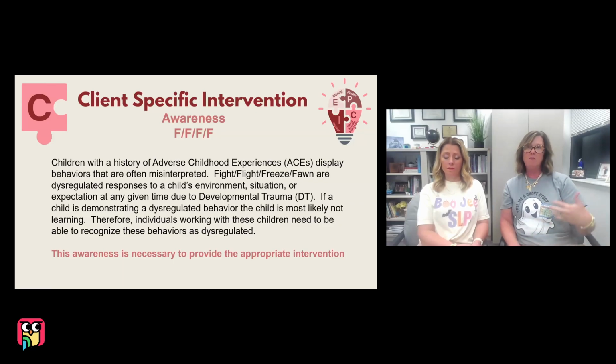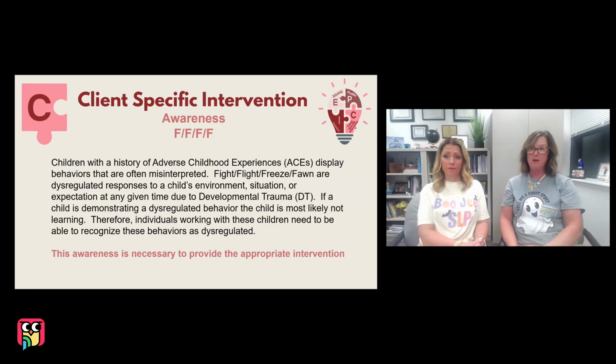There's a lot of misdiagnosis that goes along with developmental trauma as well. So individuals working with these kids really need to be able to recognize, not only recognize the behaviors as dysregulated, but understand why they are having the behaviors. If you don't understand this, appropriate treatment or appropriate intervention is just not going to happen. Right. And you're going to be working on the wrong things.